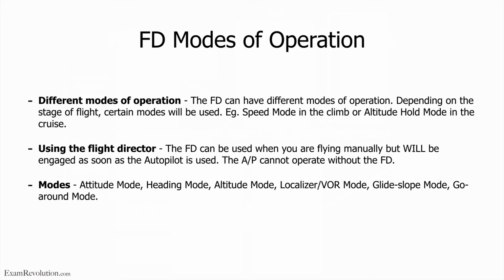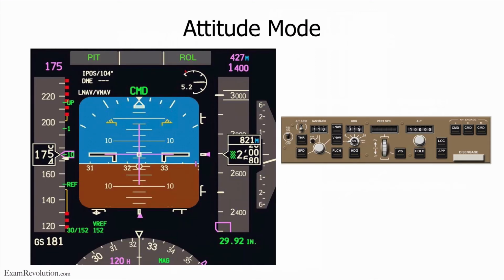And then the different modes that you get are attitude mode, heading mode, altitude mode, localizer VOR mode, glide slope mode, and then also your go around mode, right? Those are the different modes. So let's go through them. And guys, where you see this, and this is crucially important, these are the flight director modes, right? That's called your FMA, your flight mode annunciator panel, and that is at the top of your ADI.